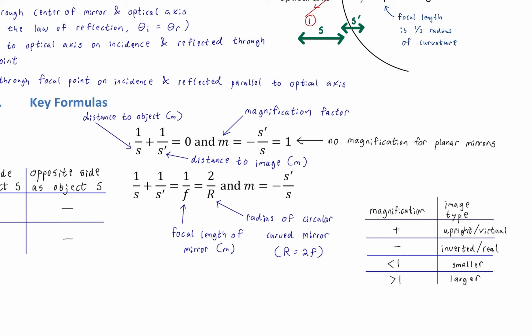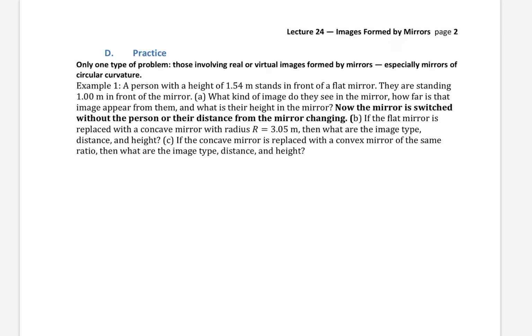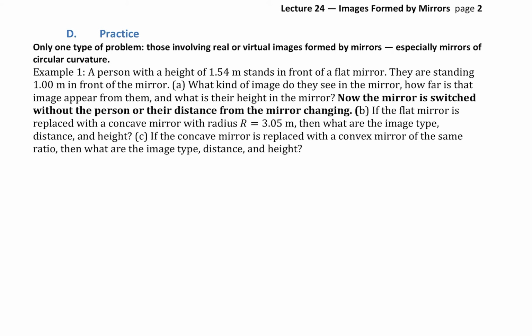Now, magnification can also be greater than or less than 1, right? If it's less than 1, it's smaller, right? That's an image that's shrunk relative to the object. And if the magnification is greater than 1, well, that's an image that's blowing up. It's stretched out, okay? All right, let's do some examples. I think we're definitely ready, okay? Only one type of problem here. Just problems involving virtual or real images formed by mirrors, especially circular curved mirrors, all right? Which by especially, I mean like 99% of the time.